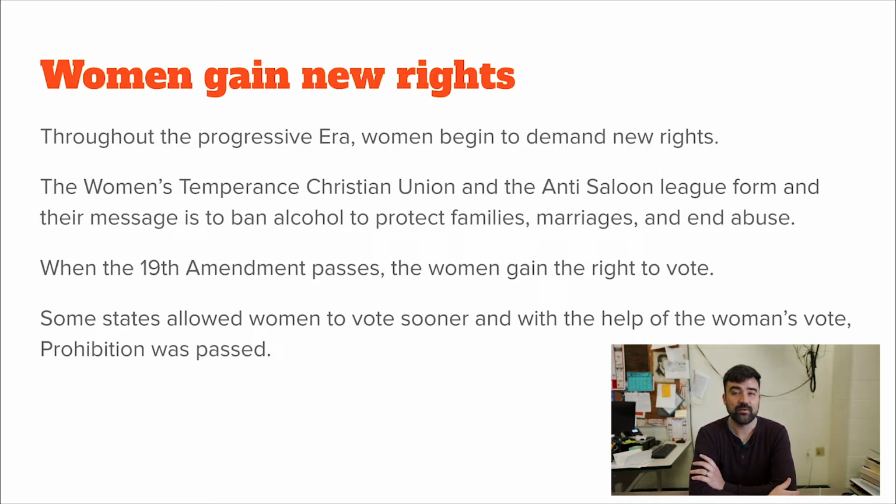Perhaps reason number 3, the most important reason we end up with prohibition, is women gaining new rights. We'll specifically talk about the right to vote. But throughout the Progressive era, women begin to demand new rights. The Women's Christian Temperance Union, the WCTU, as you might see it abbreviated throughout the rest of history, and the Anti-Saloon League form. Their message is to ban alcohol to protect families, marriages, and end abuse.